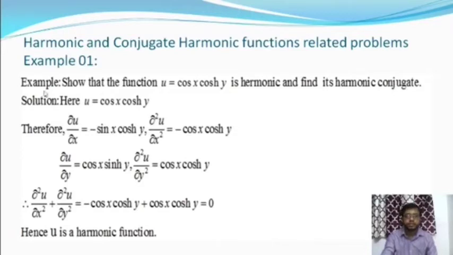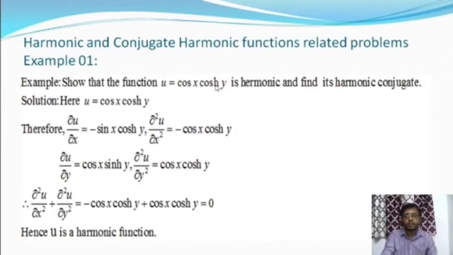So the first problem is to show that the function u equals cos x times cosh y is harmonic, and find its conjugate harmonic. Basically, if the function u is harmonic, that means it satisfies the Laplace equation. So what is the Laplace equation?